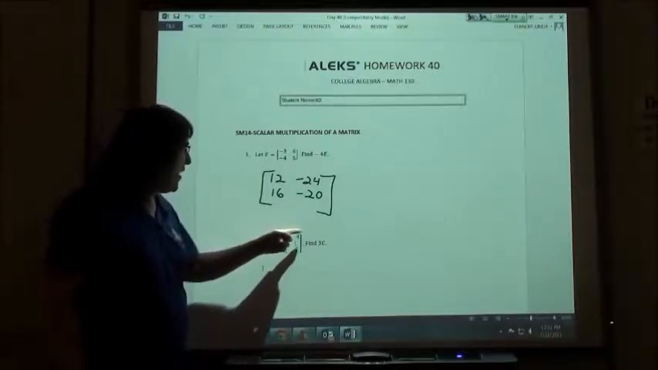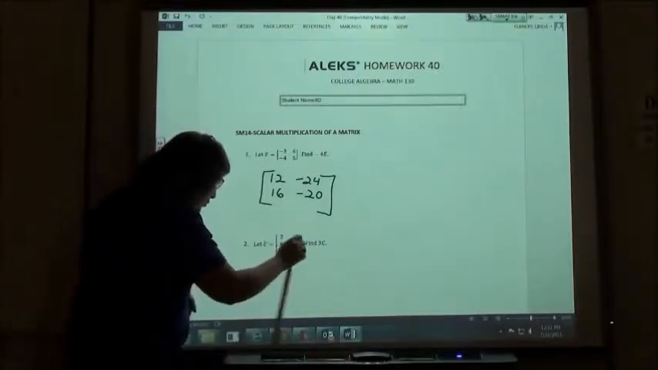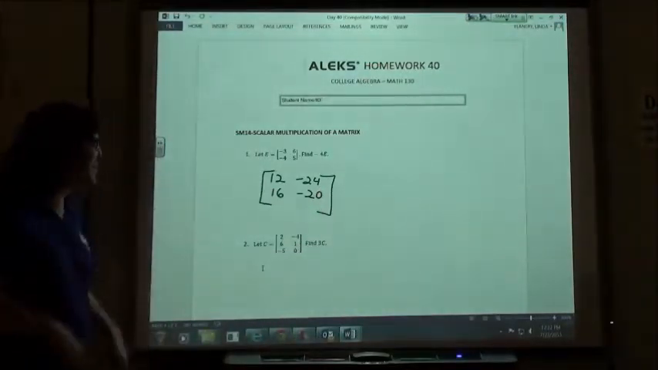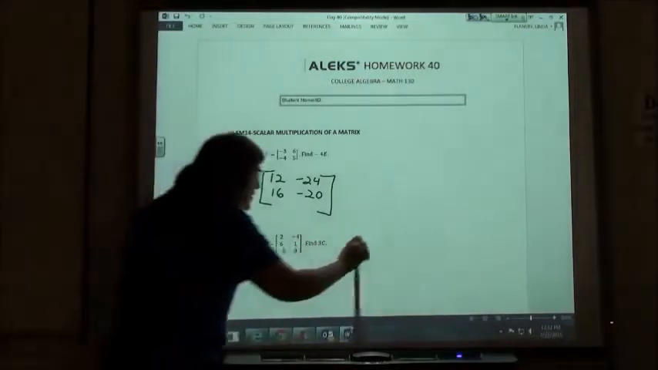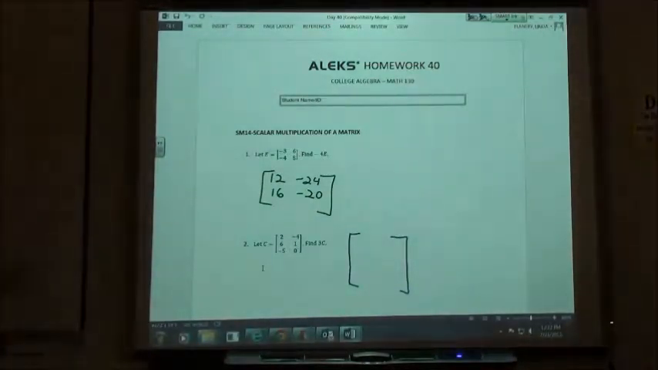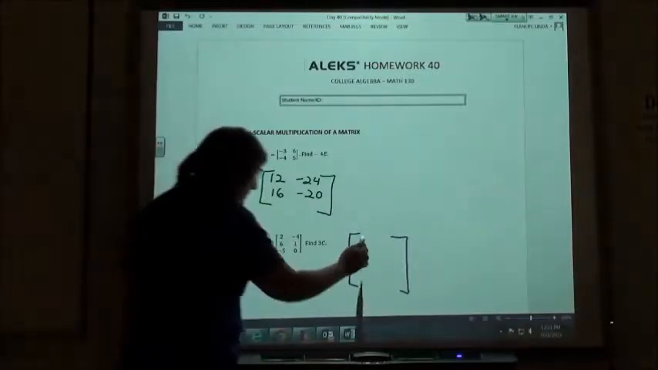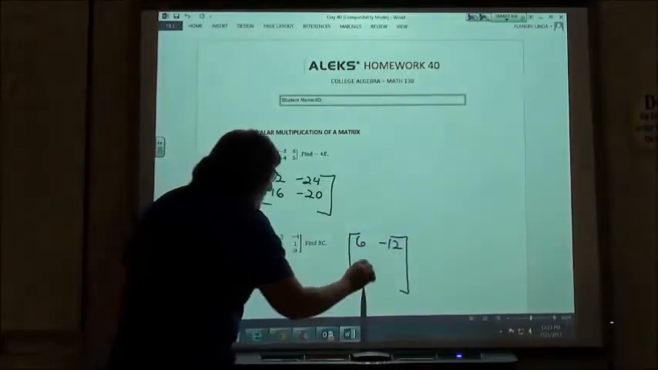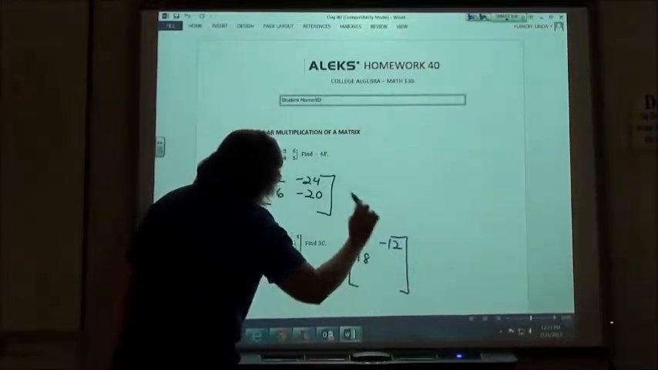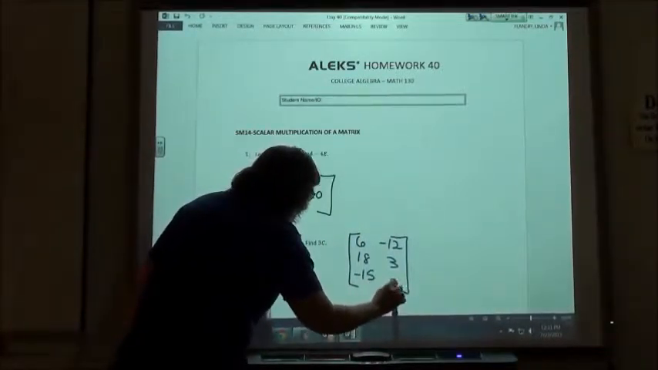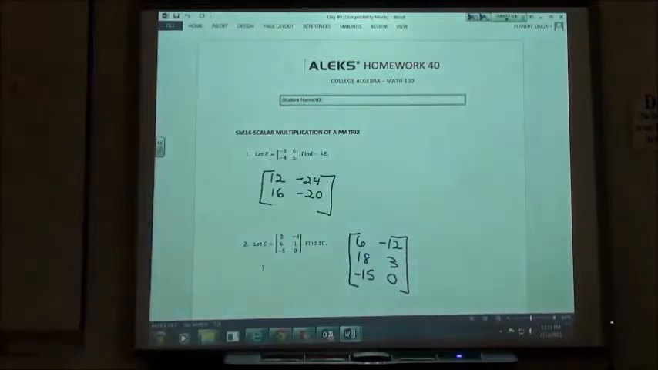Number 2, you have a 3 by 2 matrix, 3 rows and 2 columns. So when you multiply, you're going to end up with the exact same size matrix as you started with. The size isn't going to change. I'm just going to multiply everything by 3, and so I'm going to get 6, -5, 18, 3, -15, 0. And there'd be my answer.